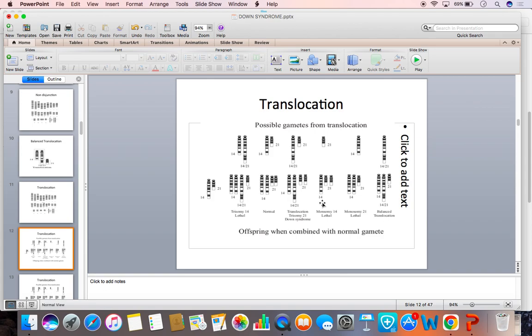Then here there is 1 copy of 14 and 2 copies of 21. This is monosomy 14. It won't survive. Then monosomy 21. That is, chromosome 14 is 2 copies and there is one copy of 21. This is again lethal. The baby won't survive. Even the cell division, with 1 copy of the 21 and 2 copies of the 14, won't survive.